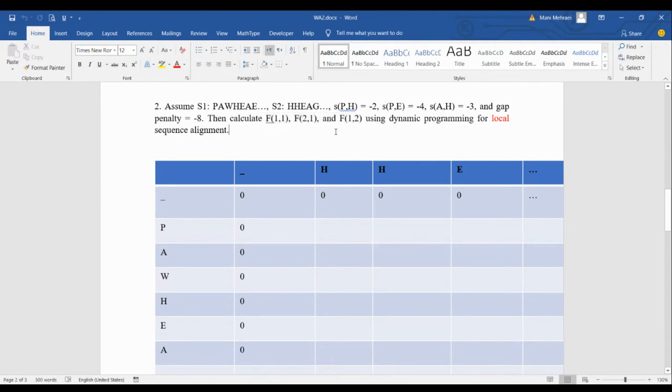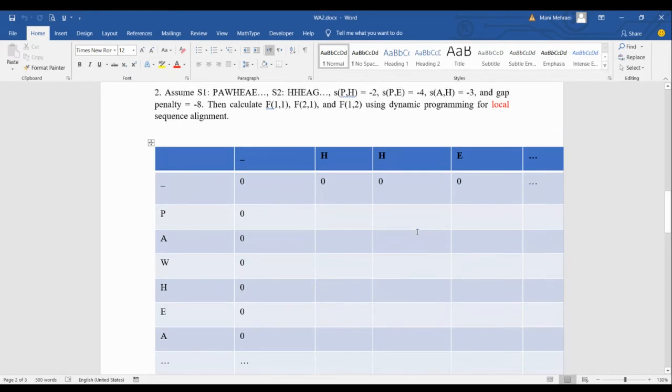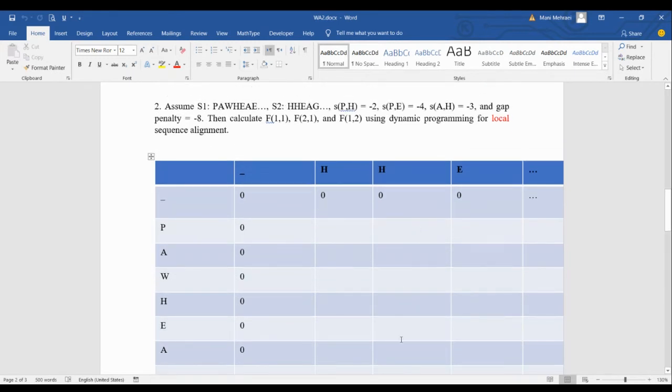And the only difference is that in the formula, after you consider 0 for the row and column related to gaps, if you find negative values, it means that you should consider 0. Because when you find the maximum between those 3 factors, then if they are negative, then in that scenario, you should consider 0. So that's the only difference maybe. In constructing the whole table, the method is almost the same.